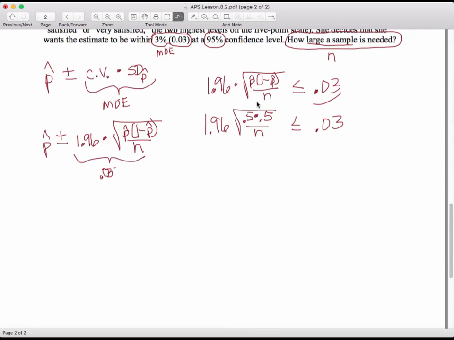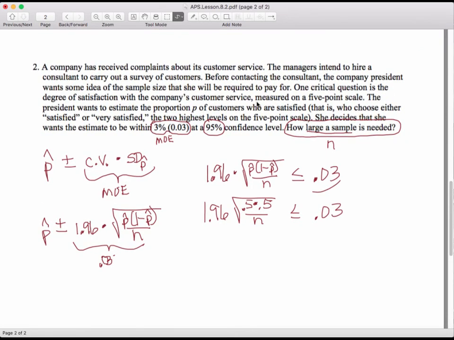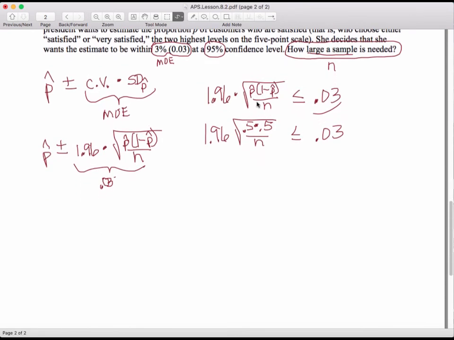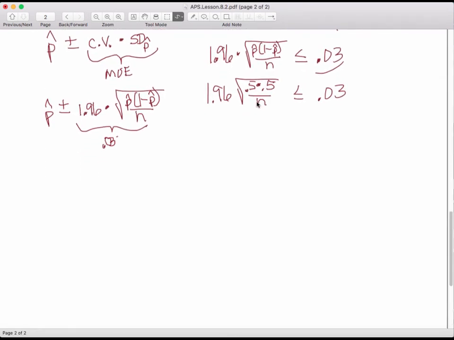Now, sometimes the problem might say, well, last year, it was 46%. If that's the case, you can use 46% for p hat. But if they don't tell you anything, you want to use the conservative 0.5 and 0.5. Now we just solve for n using algebra, and I'll show you a little shortcut here that should be helpful for doing these in the future.